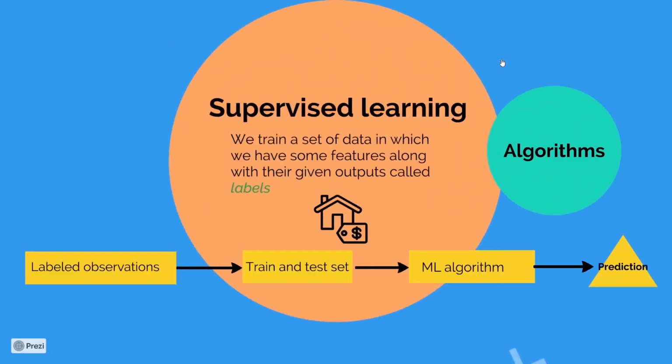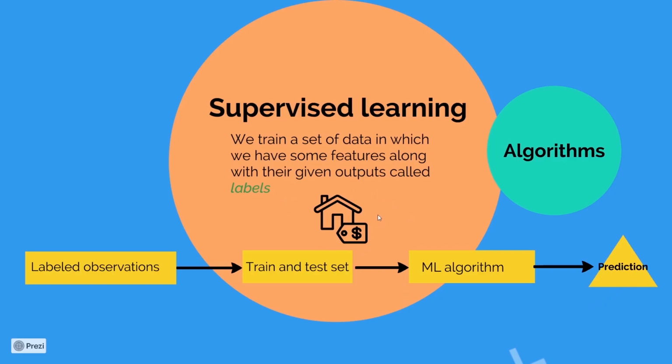So in supervised learning, we have a set of input features along with the output, which is called the labels. In this, these labeled observations are split into train and test sets, which in turn are passed through an ML algorithm, and it produces some results that we call predictions. I know it may sound confusing to you right now, but hold on, I will give you an example.